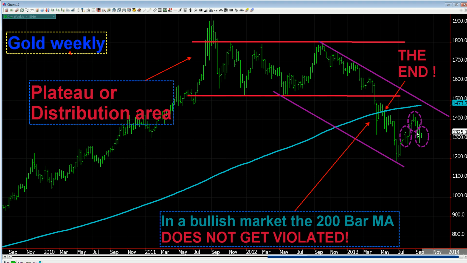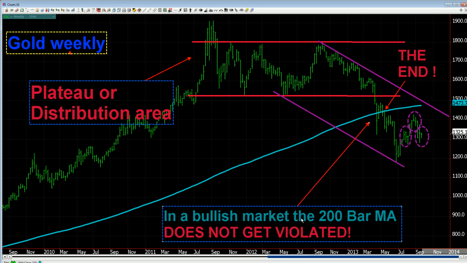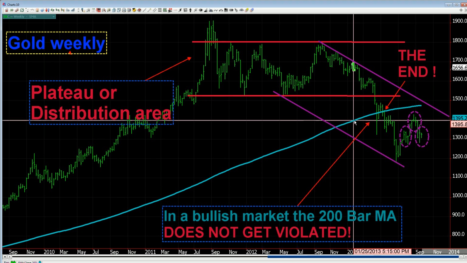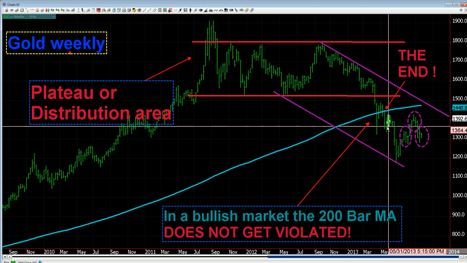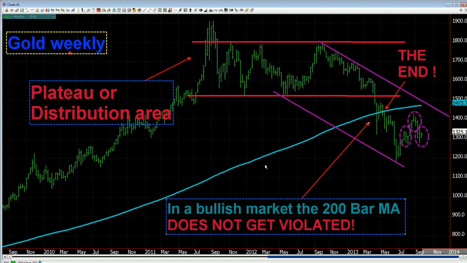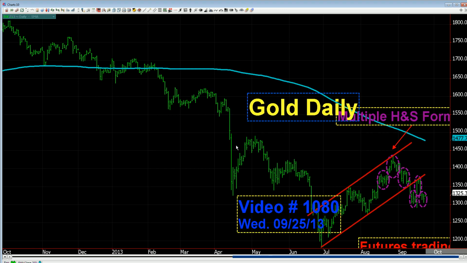It's been coming down for months on end. Again, in a bullish market, the 200 bar moving average does not get violated. It did here. I think that is bearish. Let's switch around to another chart.